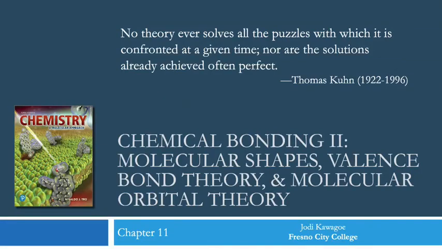This is our second chapter on chemical bonding. We're going to talk about the shapes of molecules and two more bonding theories, valence bond theory, and we'll talk a little bit about molecular orbital theory.